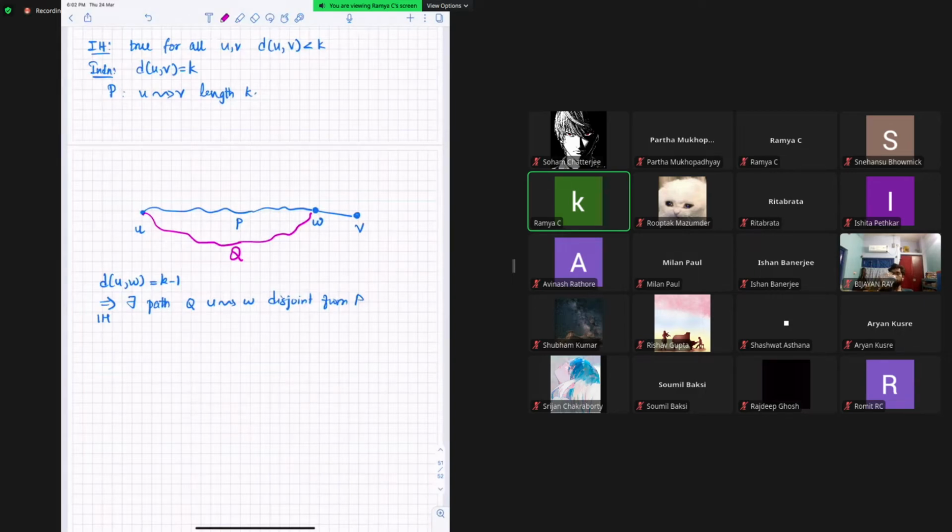One thing I know is that the distance between U and W is k minus 1, so there must be another path. And if G is 2 connected, what can I say about G minus W? Suppose I remove this vertex completely. Just by removing this vertex, can the graph be disconnected? No, that's not possible. So let's note that: G minus W is connected as G is 2 connected.